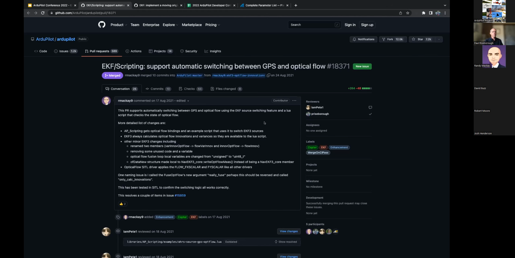So Randy's put in some good support there so that we can switch between GPS and optical flow, and we can control that via Lua scripting, enabling users to customize that fallback behavior.